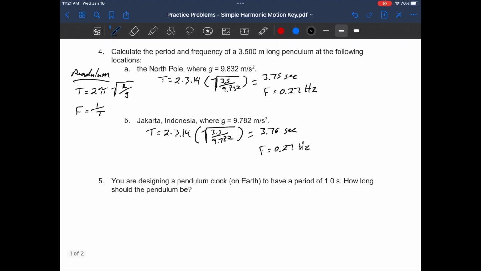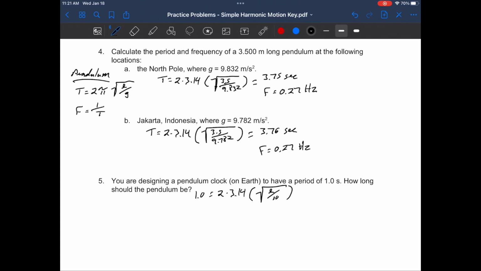You are designing a pendulum clock on Earth to have a period of 1 second. How long should the pendulum be? Well, if our period is 1.0, we would have 1.0 is equal to 2 times 3.14, 2 times pi, times the square root of L over G.